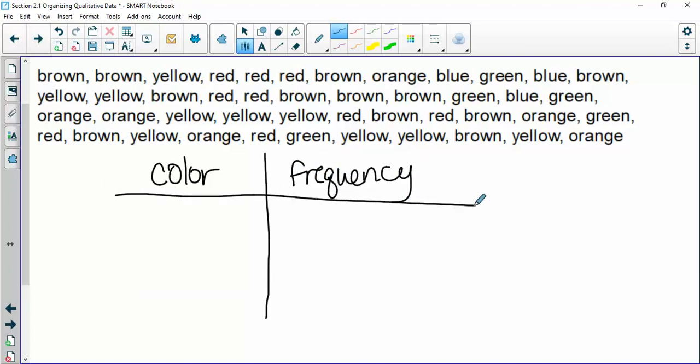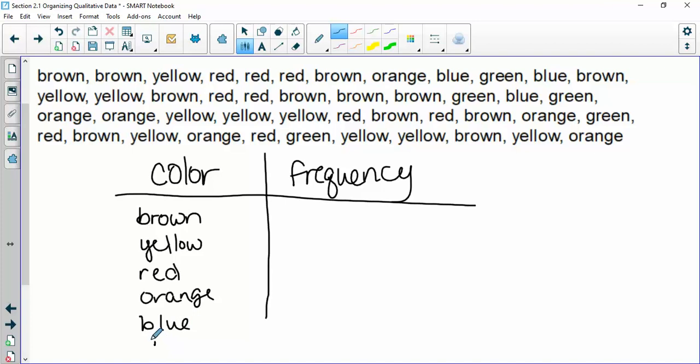Okay, it does not matter what order you put them in. So if I'm looking up here, I see we have brown, yellow, red, orange, blue, and green. So each of those will be a row in our data.